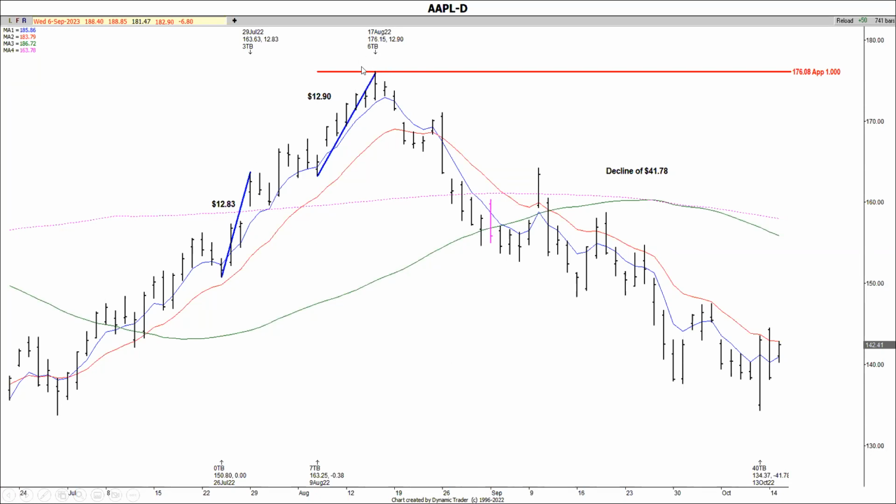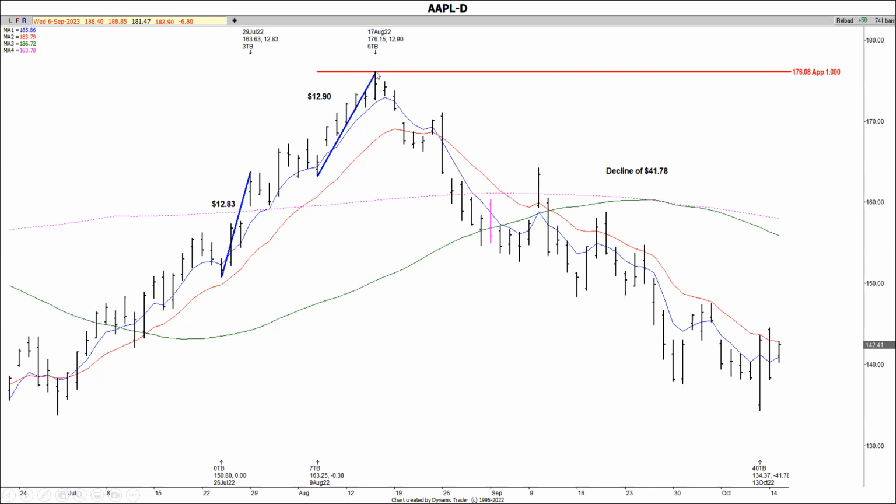Price action at this point is above the 200 moving day average. That's the pink dotted line. Price action is above the green 50 moving day average. Okay, these are both simple SMAs. Now for the 5 and the 13, those are EMAs. The blue 5 is above the red 13. So all of these moving averages are on the side of the bulls.